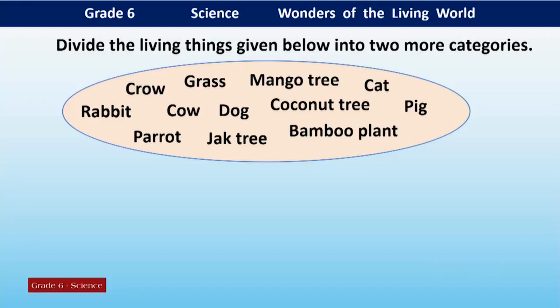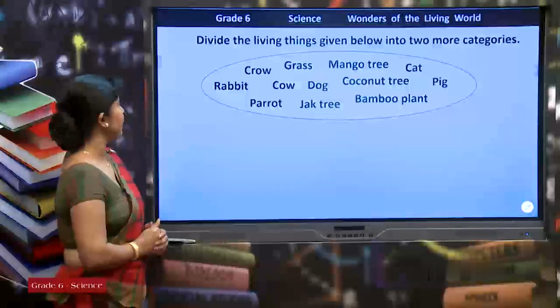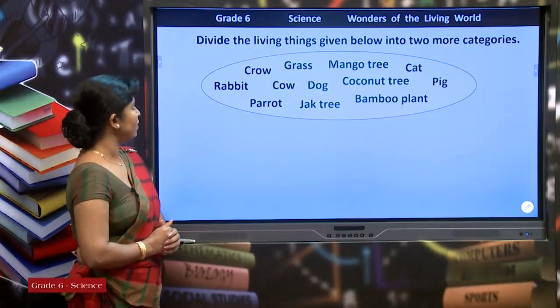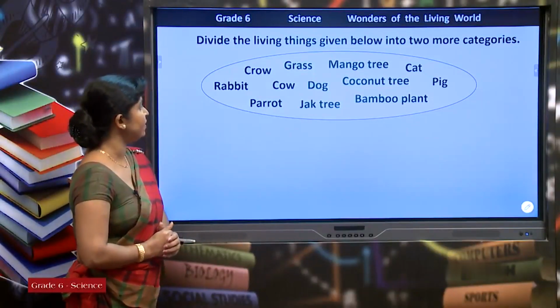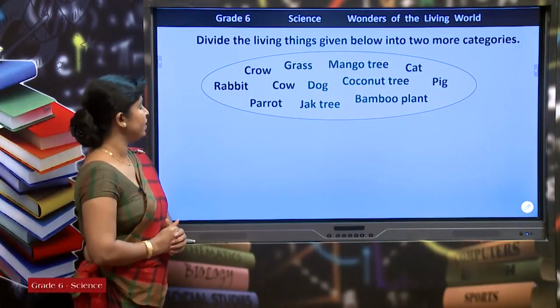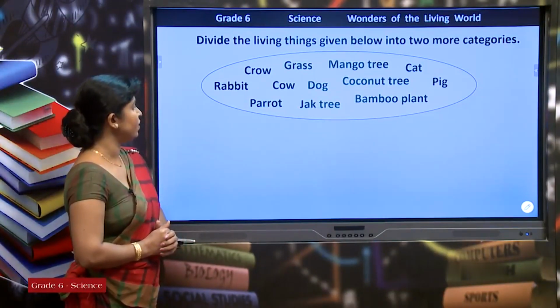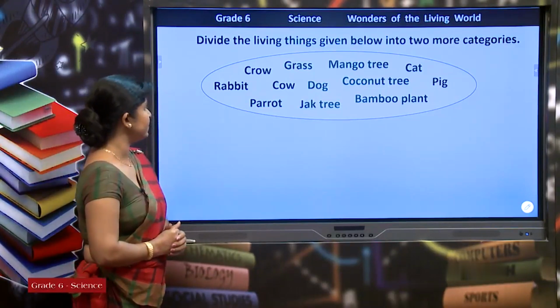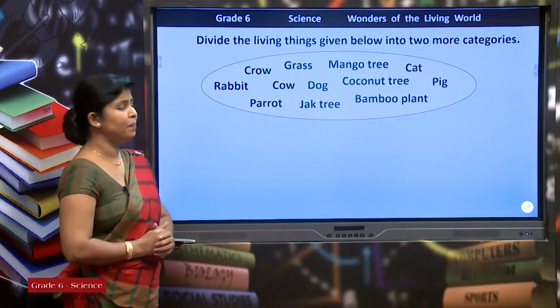Rabbit, crow, grass, mango tree, cat, pig, cow, dog, coconut tree, parrot, jack tree and bamboo plant. Right? I think you also joined with me. Rabbit, crow, grass, mango tree, cat, pig, cow, dog, coconut tree, parrot, jack tree and bamboo plant.